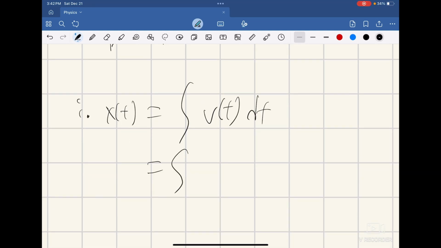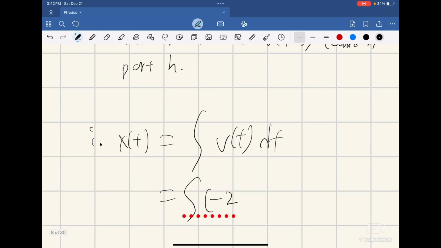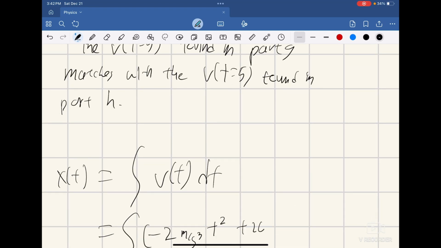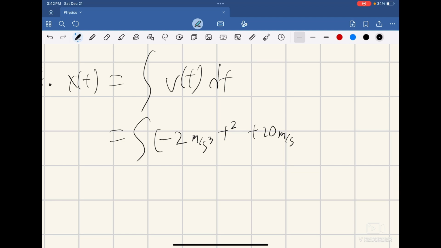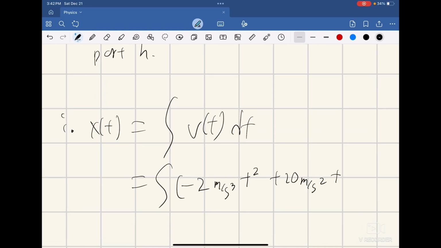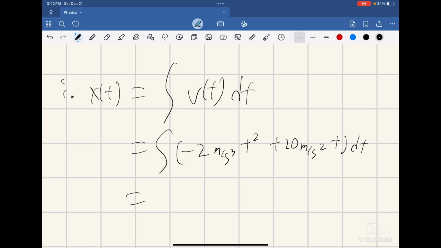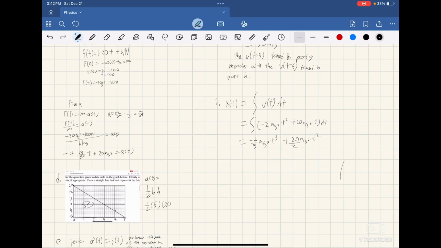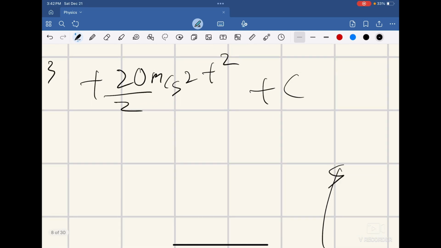So this is equal to -2 meters per second cubed t squared plus 20 meters per second squared times t dt, which is equal to t cubed over 3, so -2 over 3 meters per second cubed t to the third plus 20 meters per second squared t squared over 2 plus c.